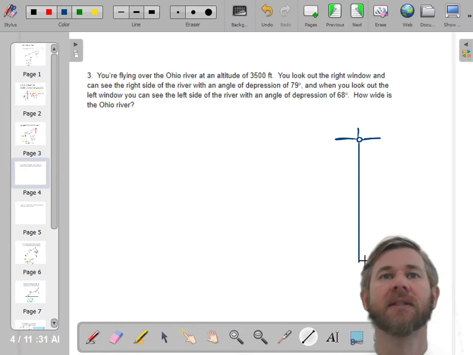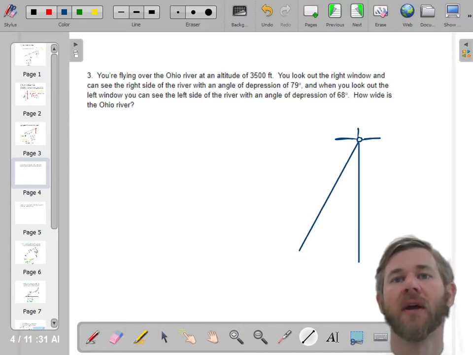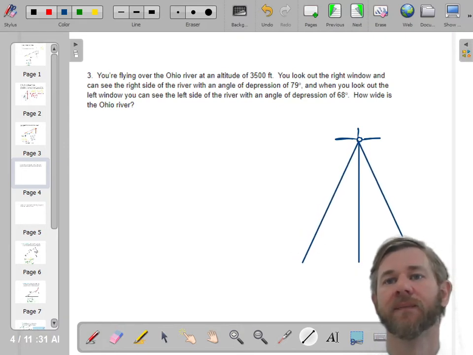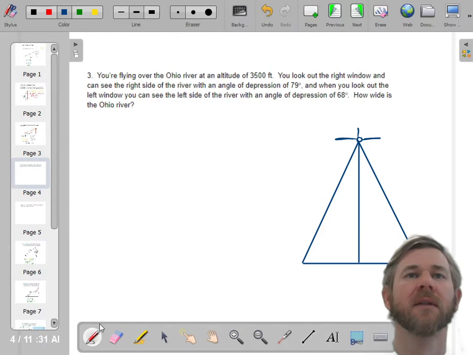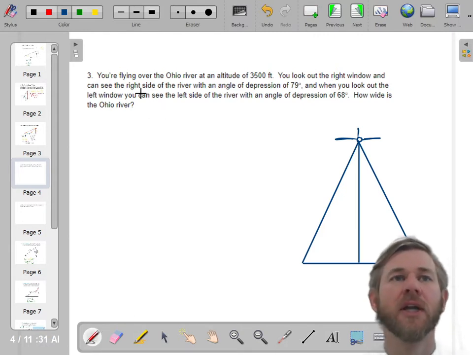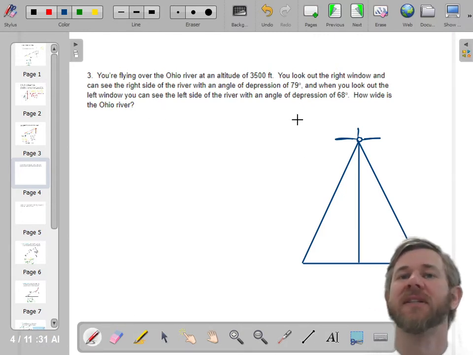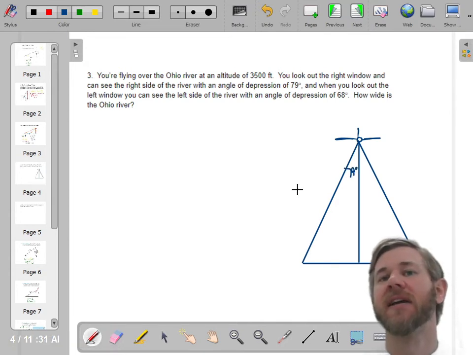So we got an altitude here. And we can look out the right window and we can look out the left window. Technically this would be the right window if it's coming at us, but it doesn't really make a difference. You look out the right window and you can see an angle of depression of 79 degrees. So you put 79 degrees here and now you're done.